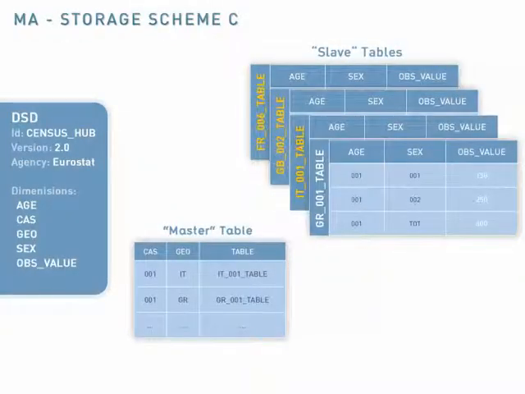In Scheme C, we find local concept codes which represent slave tables. A master table lists these tables where grouped data is stored according to a partial key. This local data configuration can be found for large amounts of data which are grouped with partial keys. For example, country and year are used to group the data into distinct tables.